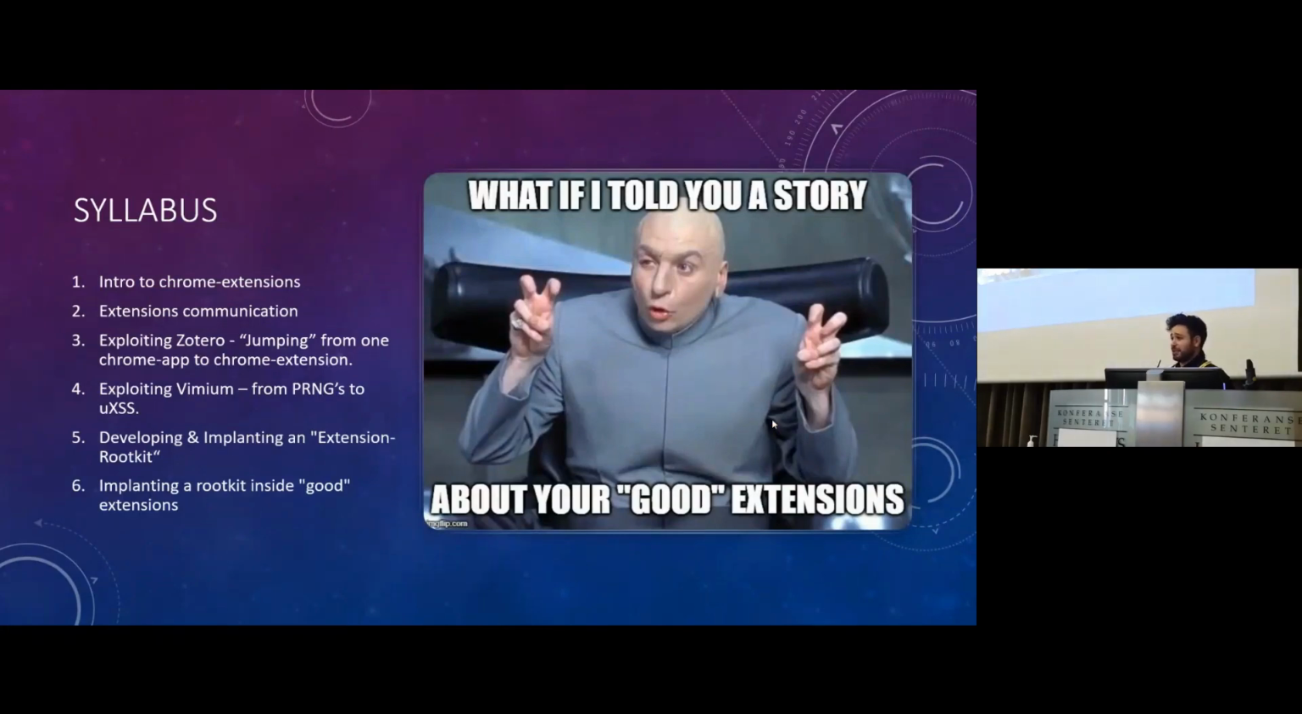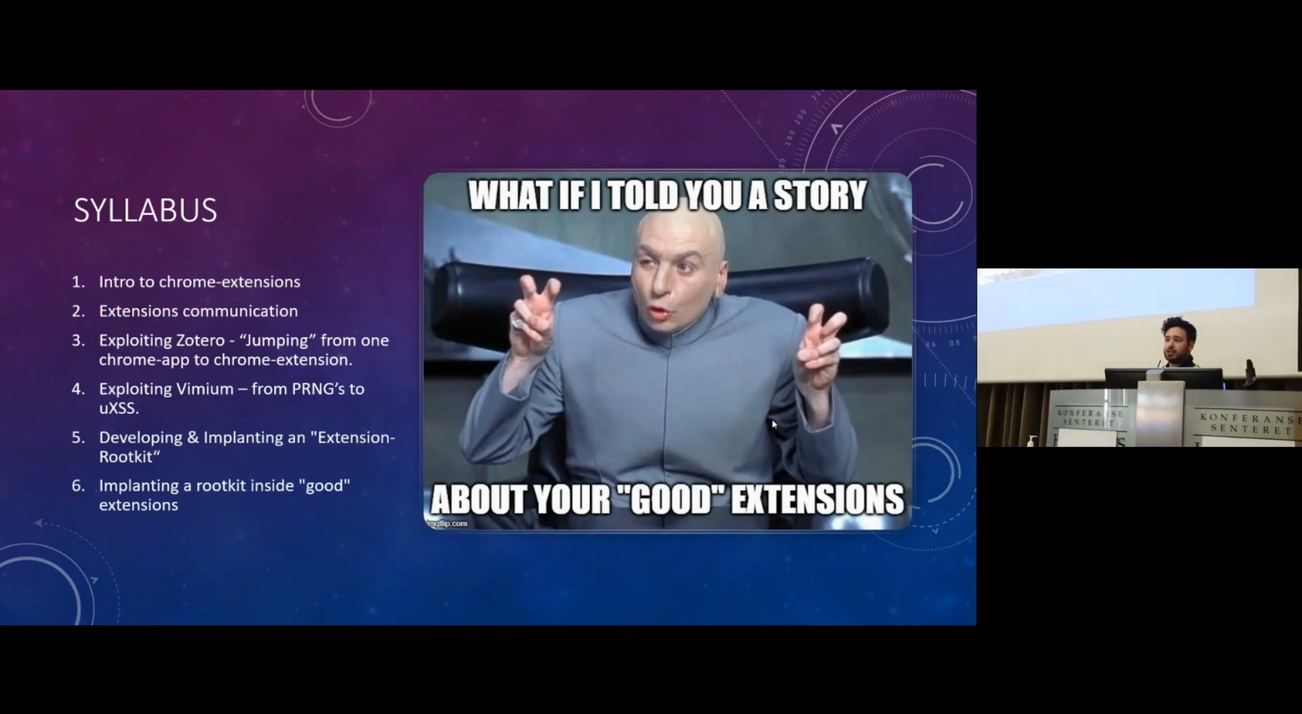So the syllabus today: first, we're going to discuss what a Chrome extension is. Then we're going to deep dive into the communication routines, and exploit two extensions with two different cool attack vectors. The first is the Zotero extension, a widely popular academic research extension. We're going to jump from one Chrome app, one Chrome extension, to another. And the other one would be the Vimium extension, which we abuse and exploit to get UXSS and eventually run JavaScript code inside any target origin we want. All of these vulnerabilities were disclosed.